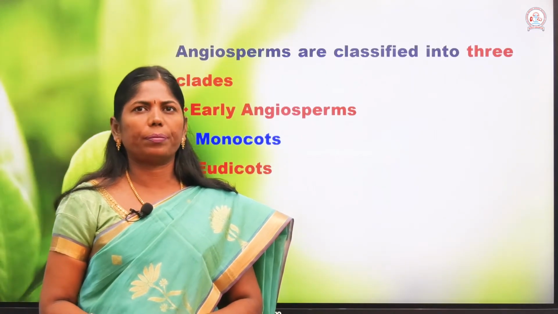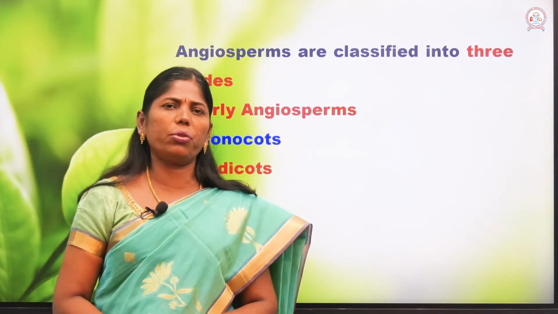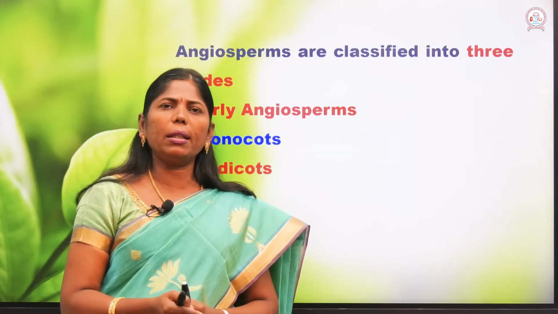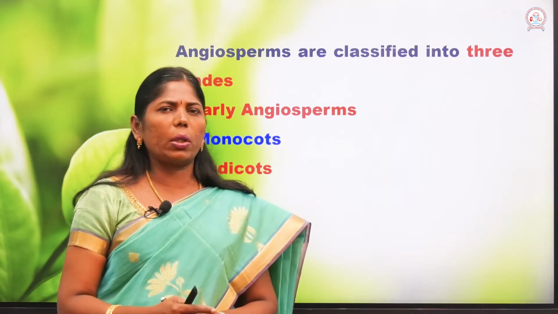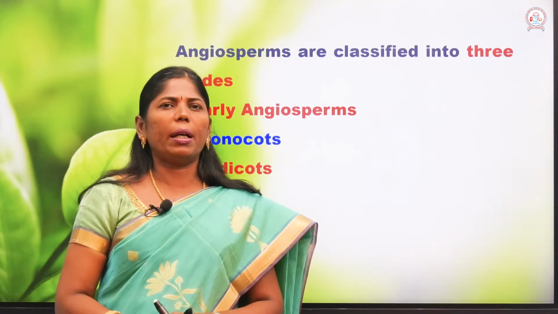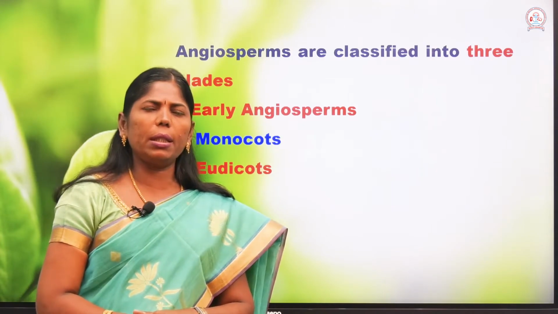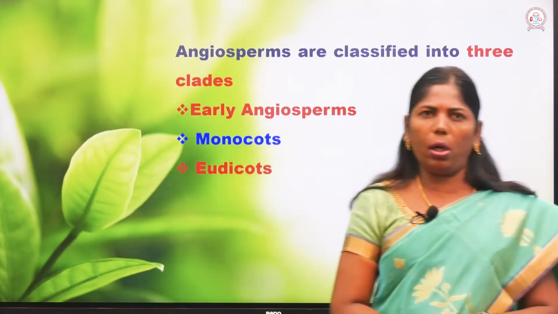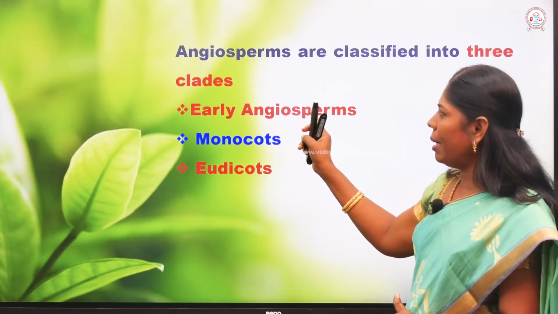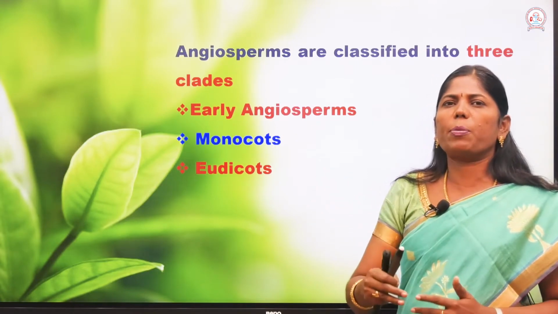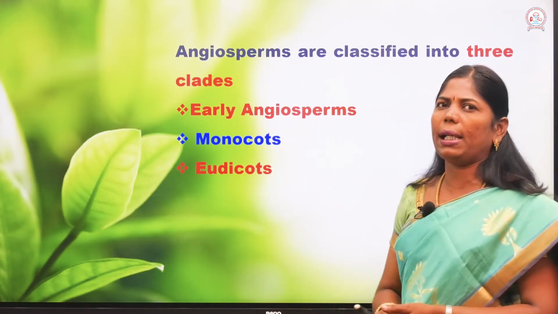We will see one by one. So here, according to APG classification, the angiosperms are classified into 3. In phylogenetics, the first one, Engler and Prantl, classified into dicot and monocot, Magnoliopsida and Liliopsida, two divisions. But here it is divided as early angiosperms first, then monocots, then eudicots. Before this, we studied angiosperms divided into 2, dicot and monocot. But only here it is divided into 3 clades.